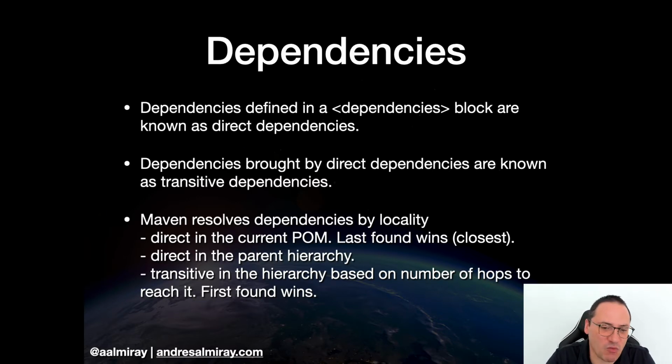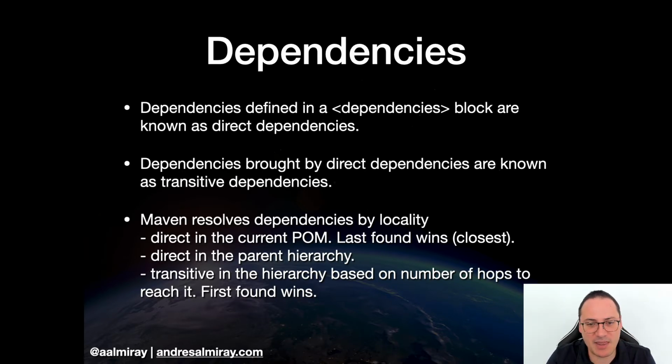And the rules of resolution are like this. The dependency, the direct one that is closest to your current POM, is the one that is going to win. But it's also the last one that is found. So you may have a dependency, for example, on Guava in your first POM, and then your parent POM may have another dependency on Guava, or you go up in the hierarchy. Well, the one that is going to win is the version that is defined in your POM, not in the hierarchy. And transitive dependencies are resolved in a different manner.